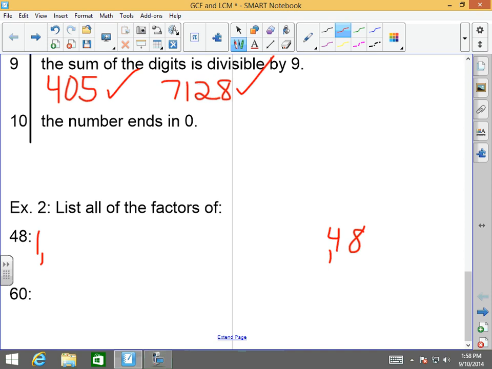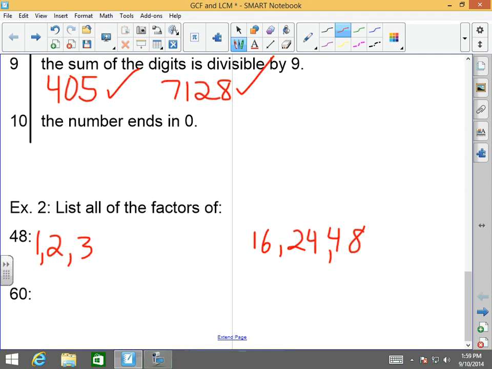How do you know? Because it's an even number. Very good. 2 times 24 is 48. Beautiful. Does 3 go into 48? How do you know for the divisibility test? What's 4 plus 8? 12. So that's divisible by 3, so it is divisible by 3. And yes, you're correct. It's 3 times 16.